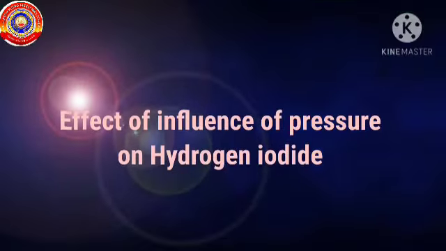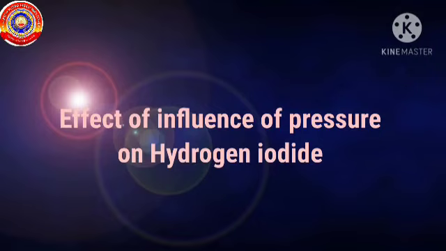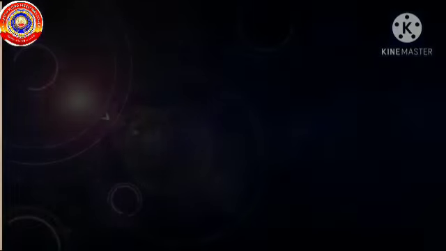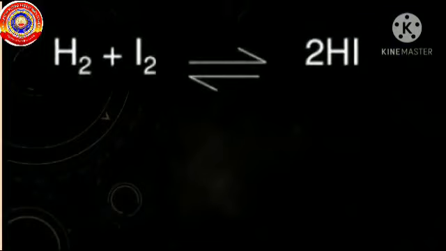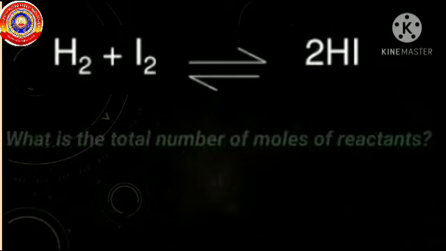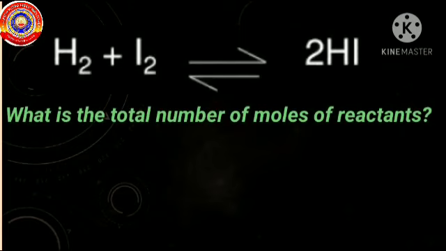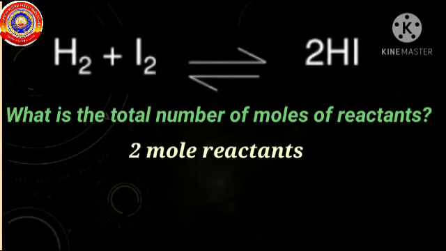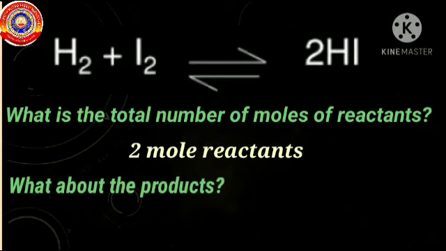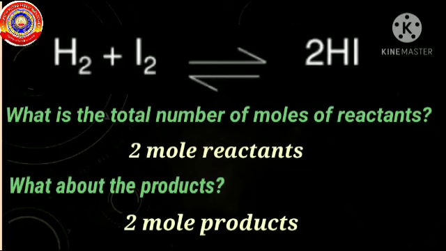Alright, now shall we analyze the influence of pressure on another gaseous system? Observe the equation of the reaction of hydrogen with iodine to form hydrogen iodide. What is the total number of moles of reactants? Of course, 2 moles of reactants, right? And what about the products? Again, 2 moles of products. So, in this equation, there is no change in the number of moles of reactants and products.